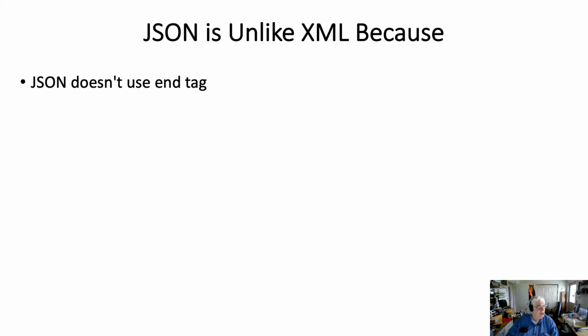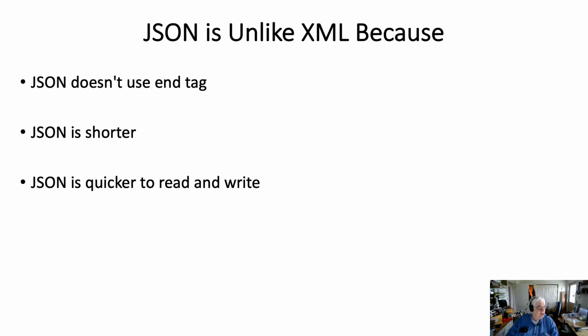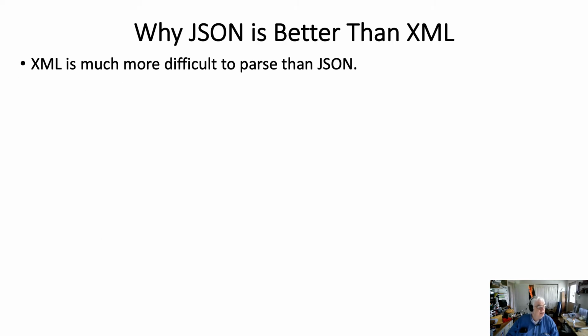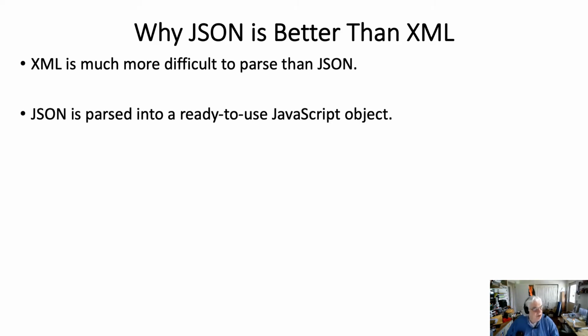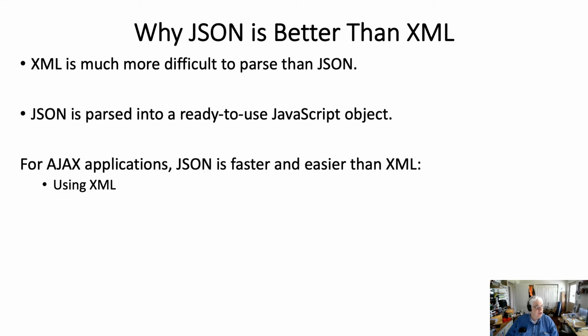JSON doesn't use an end tag. JSON is shorter because you don't have the end tag, and JSON is quicker to read and write. JSON can use arrays. XML is much more difficult to parse than JSON, partially because web applications use JSON so much that they've really customized and optimized for it. JSON is parsed into ready-to-use JavaScript objects. For AJAX applications, JSON is faster and easier than XML.